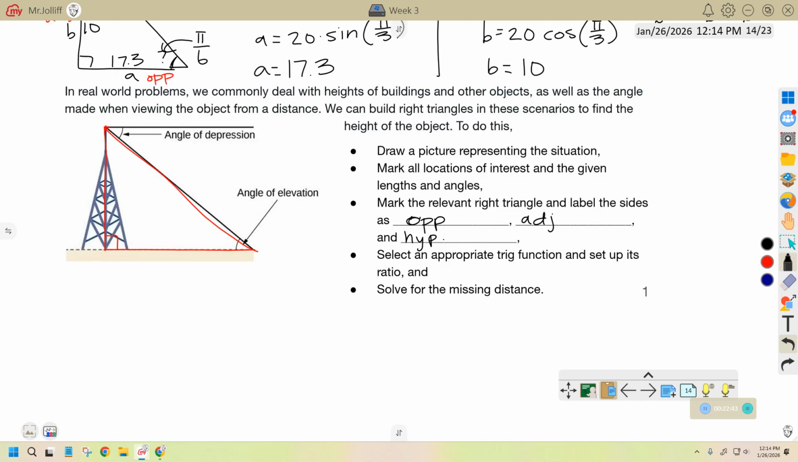The only added catch is when you write your answer, because the original problem came from the real world, your answer should have units on it. Is that missing distance in feet or meters or inches? Make sure you slap those on your answer.